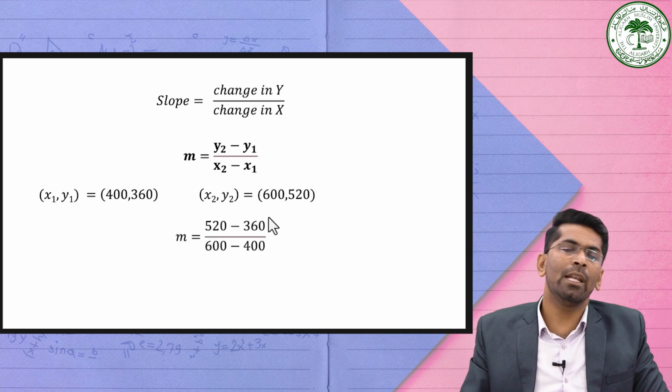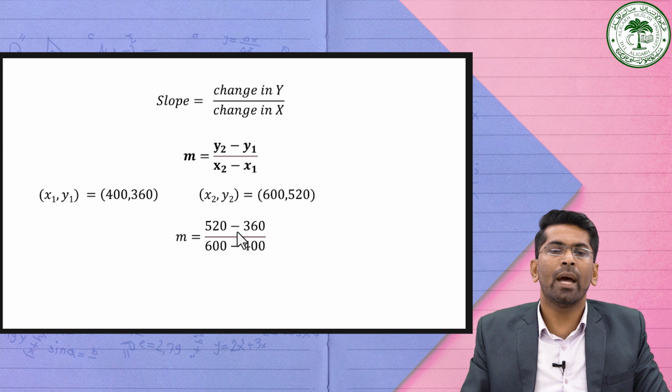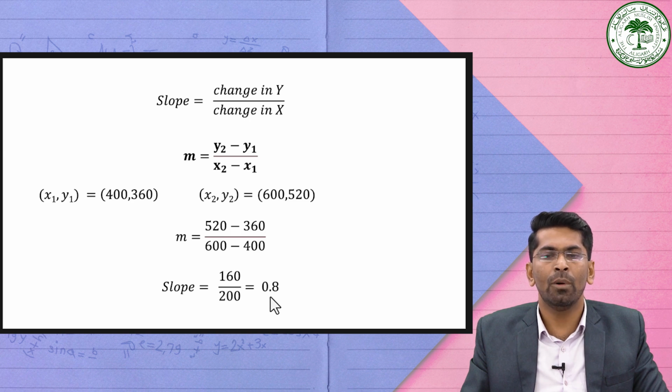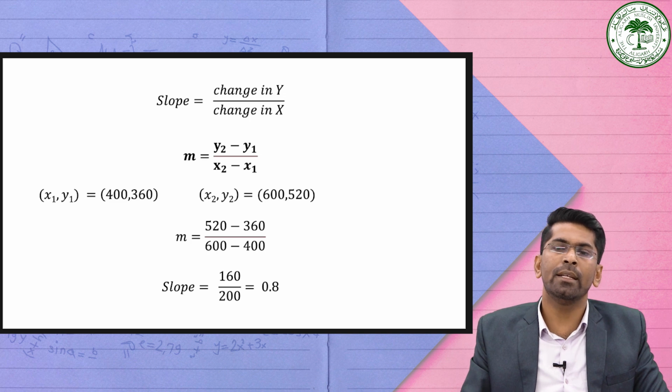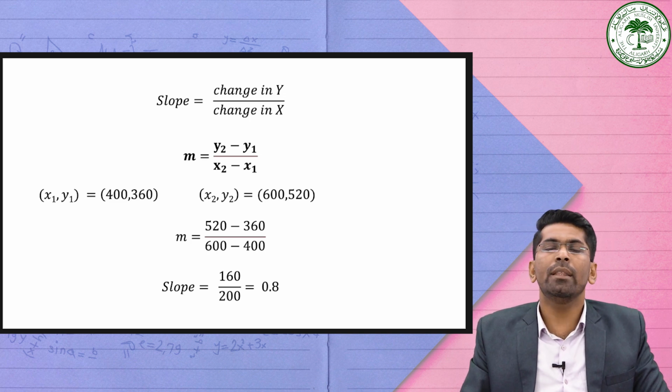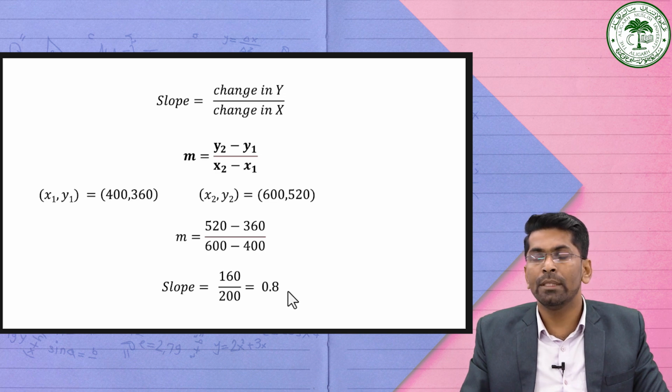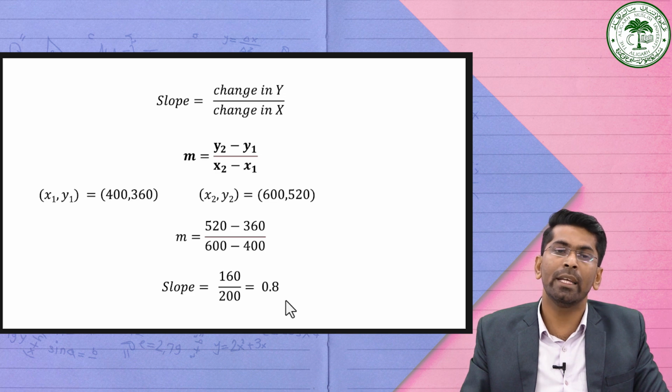So if you substitute these values in the slope equation, it is 520 minus 360 divided by 600 minus 400, which is equal to 160 divided by 200, which is equal to 0.8. So by substituting the values in the slope equation, we reached the answer that slope is equal to 0.8. And what is this 0.8? This is the marginal propensity to consume, which means that with 1 unit increase in income, the consumption will increase by 0.8 unit. So it is the proportion of your increased income which has the effect upon the consumption.